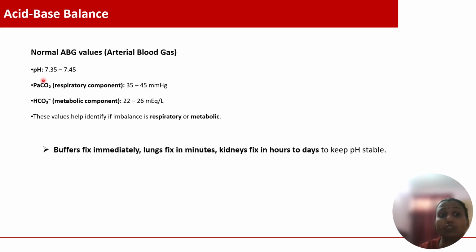Normal ABG values: pH 7.35 to 7.45, that is the normal pH of our blood. PaCO2, the respiratory component, 35 to 45 is the normal partial carbon dioxide value, and HCO3, the bicarbonate, 22 to 26 mEq per liter. So these values help identify if the imbalance is respiratory or metabolic.